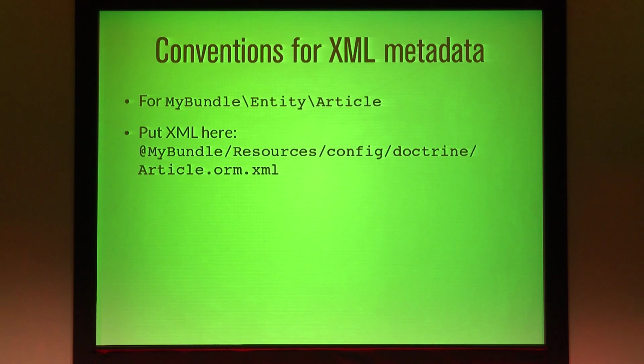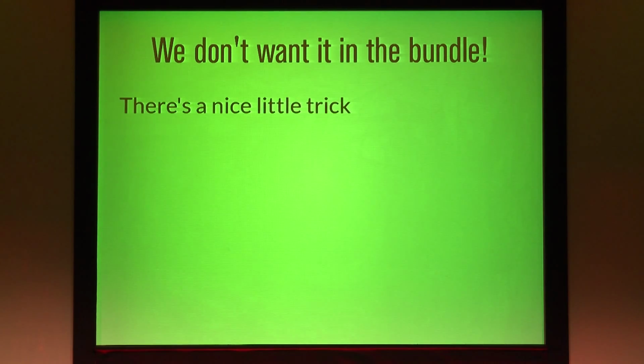The bundle conventions for XML metadata look like this. Whenever you have an entity inside your entity folder in the bundle, you have to put the XML metadata for it in Resources/config/doctrine, and then the name of the entity .orm.xml. And Doctrine will automatically load your XML for you. But again, we don't want the metadata inside the bundle. So we are trying to move that out. And it's really easy. There's a nice trick.